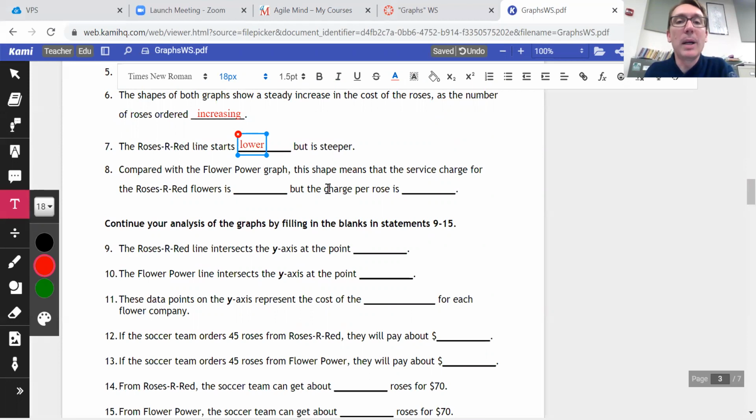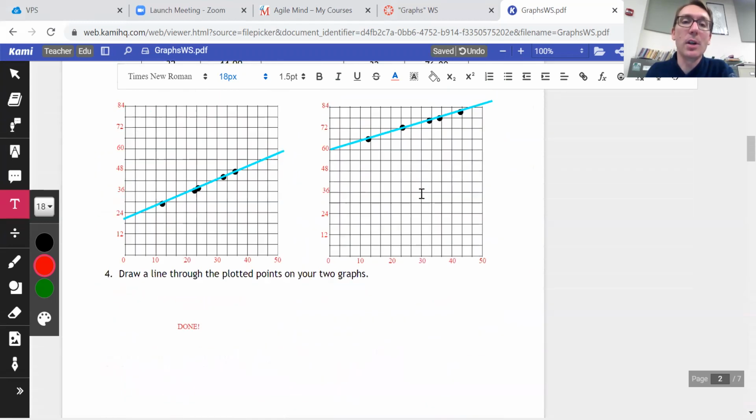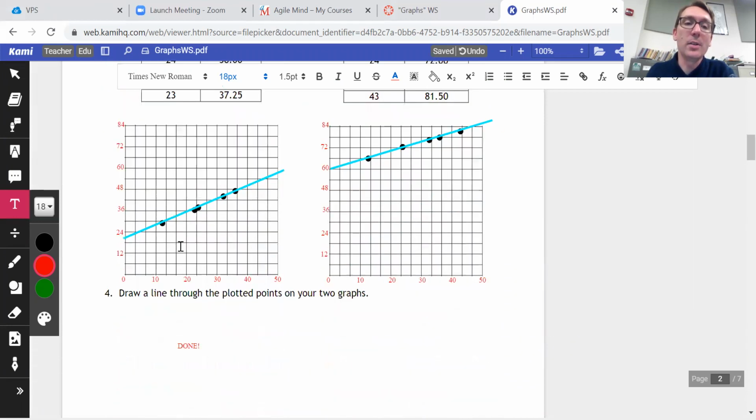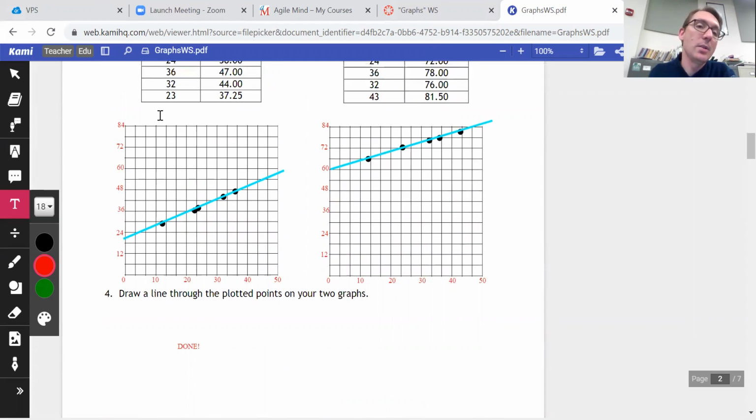Compared with the flower power graph, this shape means that the service charge for the roses is what, but the charge per rose is what? Okay, so remember the service charge is how much they start out with. So they charge $20 to start out with here and $60 to start out with here. That's why we start at 60. These guys charge $60 service charge plus 75 cents. These charge $20 plus 50 cents.